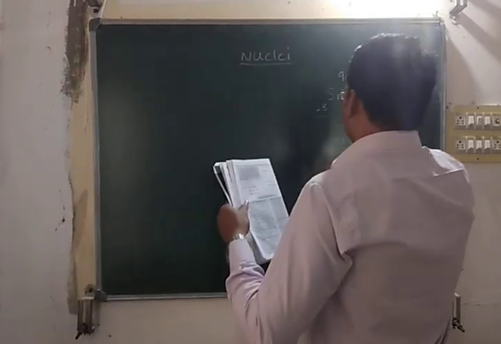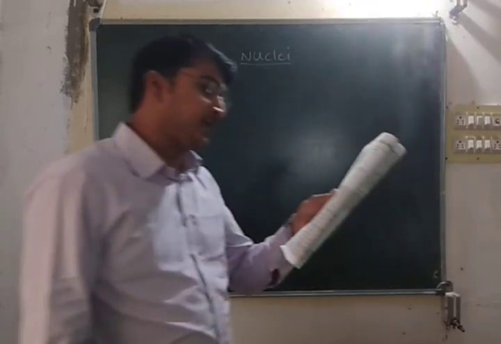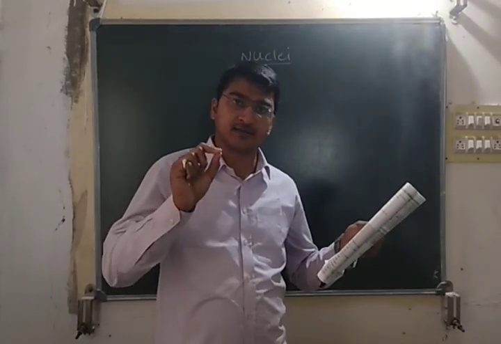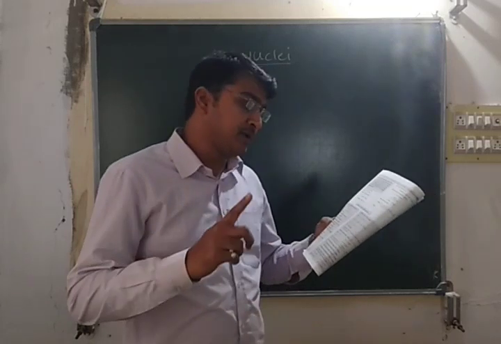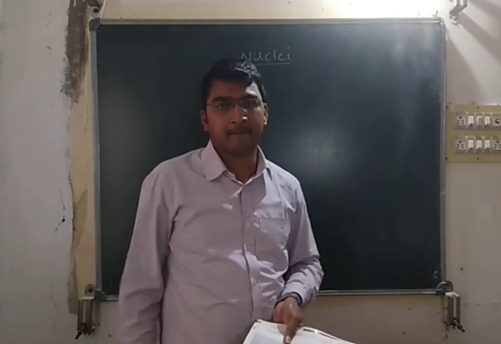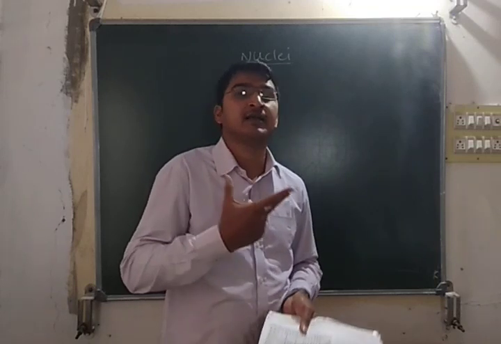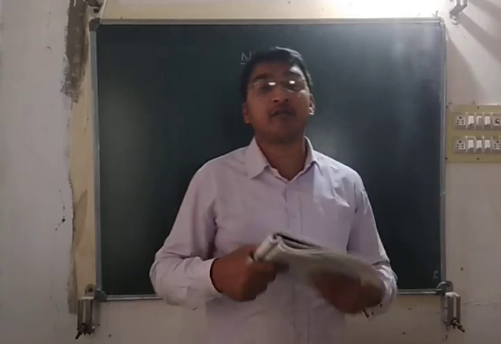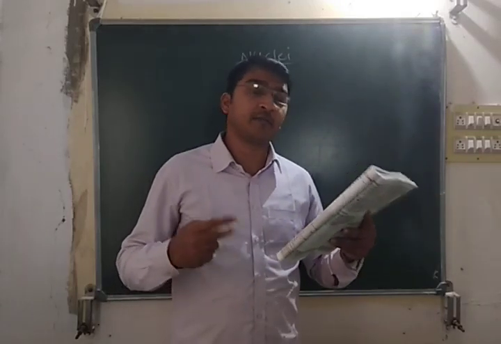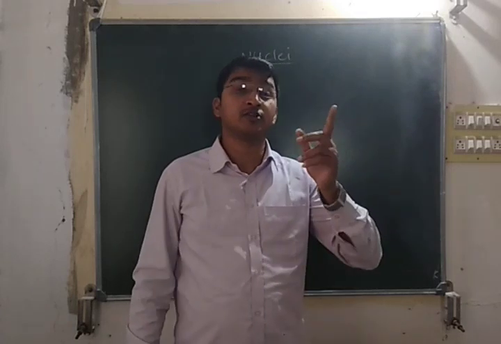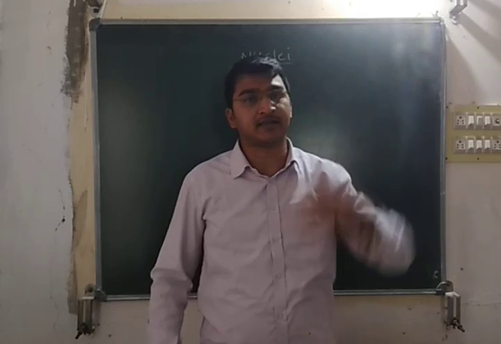Question number 2 is a theory question: the example of nuclear fusion among the given options. Option A, formation of barium and krypton, is nuclear fission, not fusion. What is fusion? Light nuclei combine and form a heavy nucleus. Barium and krypton come when uranium 92-238 is bombarded with a neutron, and that is the nuclear fission case.